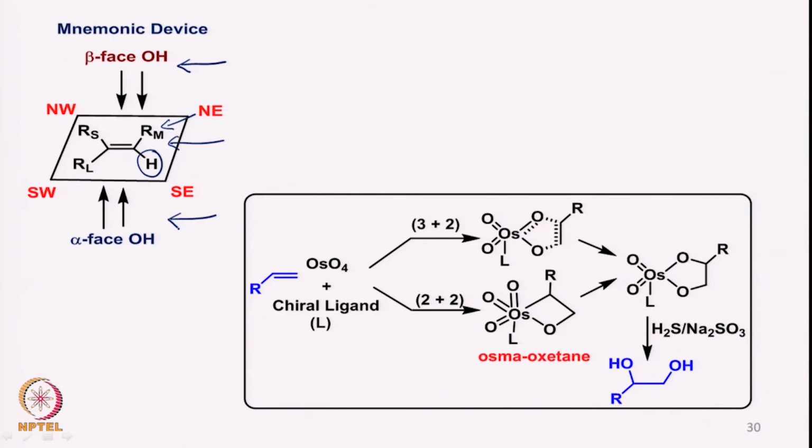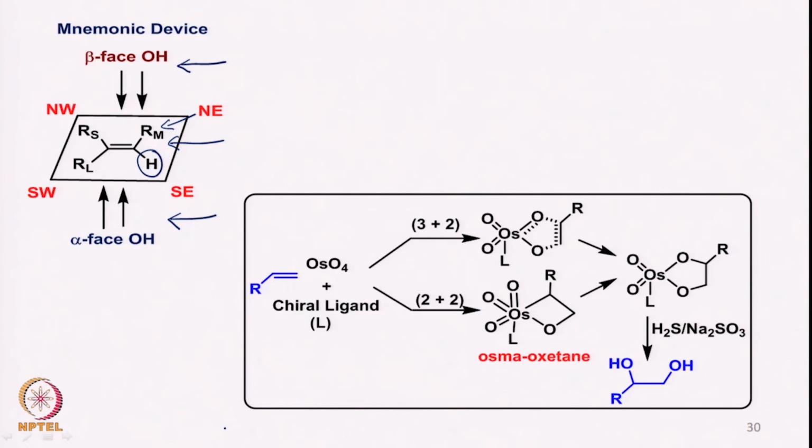So, AD mix alpha and AD mix beta are basically designed based on such a mnemonic device, and therefore it is expected that if we put the olefin in this particular orientation, then if we use AD mix beta, the dihydroxylation will occur from the top face, and if we use AD mix alpha, then the dihydroxylation will take place from the lower face.